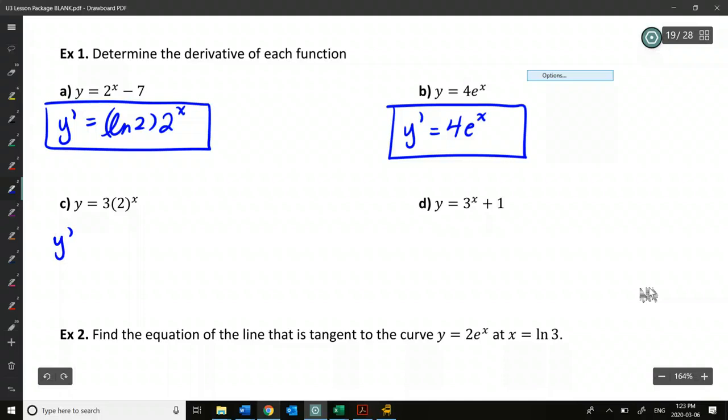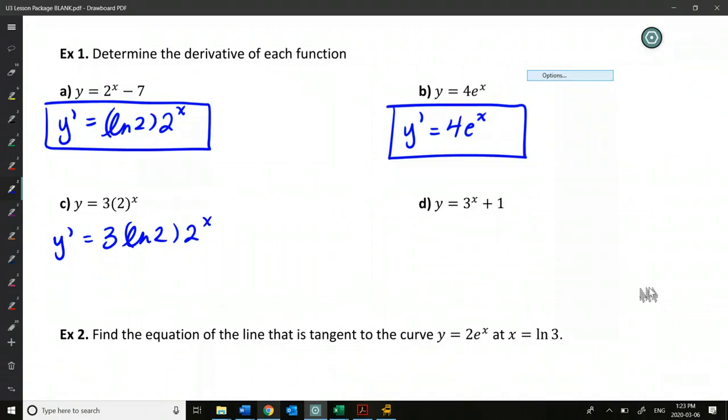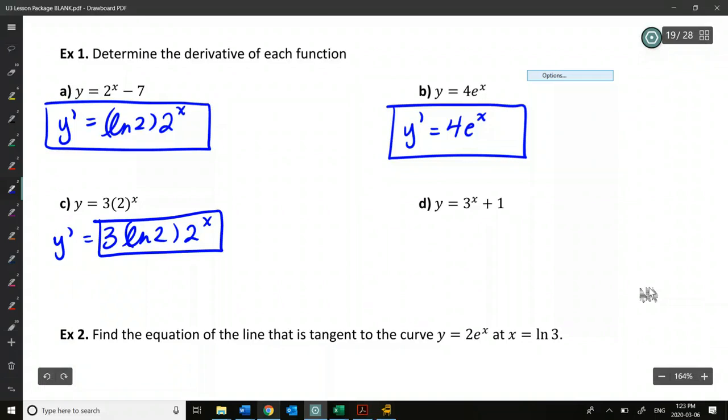Okay, how about C? Yes, this will be 3 ln 2 times 2 to the x. Constant multiple rule says just keep that constant multiple out front and do the derivative of the 2 to the x part. So we know the derivative of 2 to the x is ln 2 times 2 to the x.